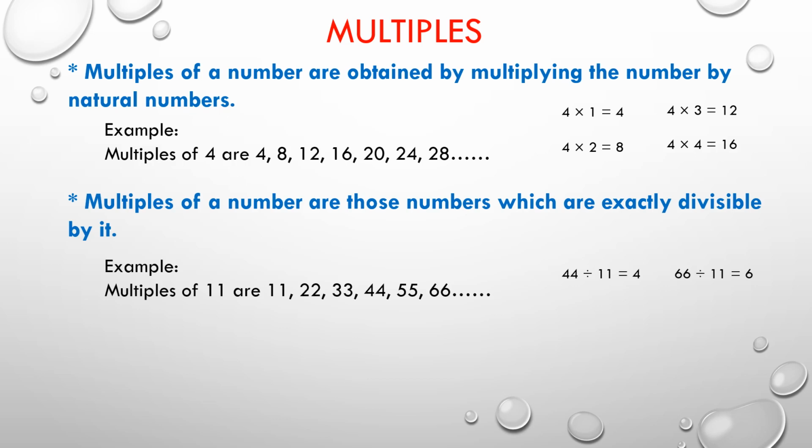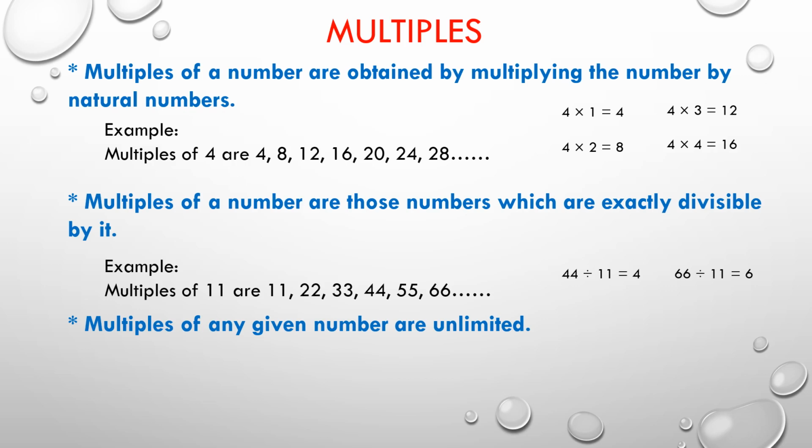Clear? Next, multiples of any given number are unlimited. As you can see, we can find so many multiples. I can multiply the number with any natural number. It can be 100, 2000, 199.